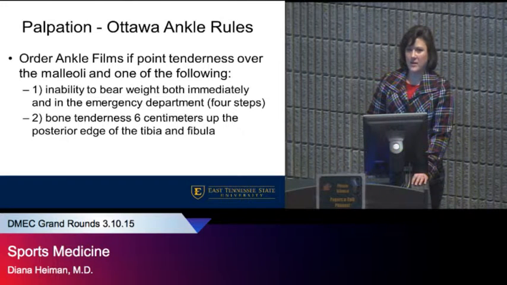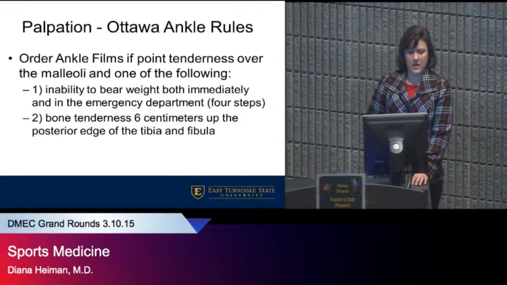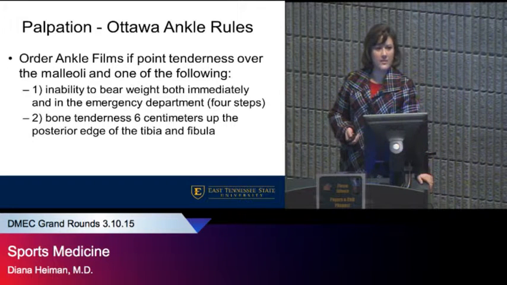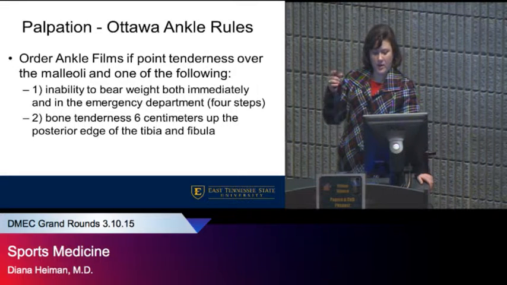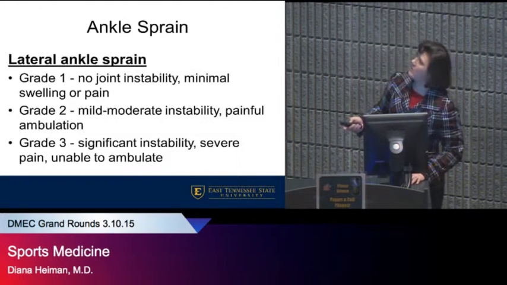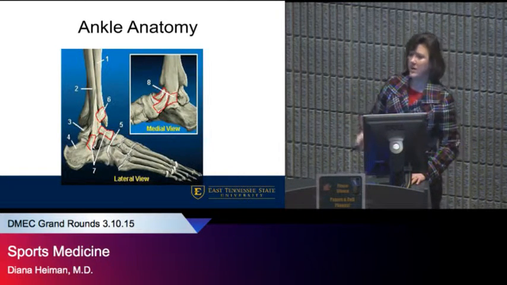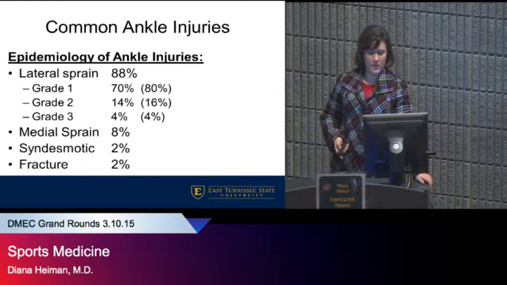So these are validated. They've been around for a long time. So in your office or the emergency room or urgent care, you want to order ankle films, and these are ankle, not foot. So ankle films, if there's point tenderness over the posterior aspect of the malleoli. So you want to look at the distal 6 centimeters of the posterior aspects of medial or lateral malleoli, and the reason you want to look at the posterior aspect is because the ligaments attach on the anterior aspect, and so if you touch there, it's going to hurt because of the sprain.